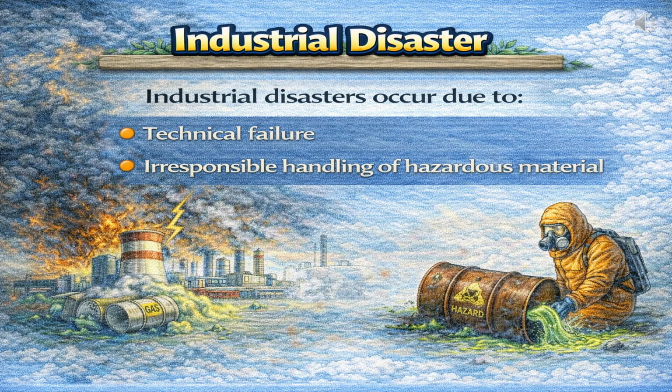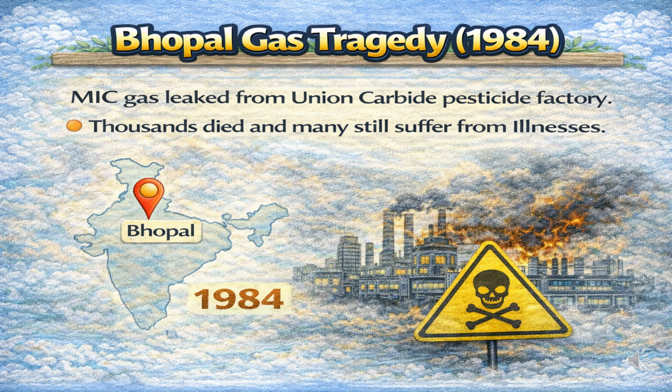Industries help in development, but if safety is ignored, industries can become dangerous. An industrial disaster is a major accident that happens in an industry. These disasters occur mainly due to technical failure and irresponsible handling of hazardous materials. So we must remember, industries must grow, but safety must come first. And one of the most serious industrial disasters in India was... Now we will learn about a real-life example.